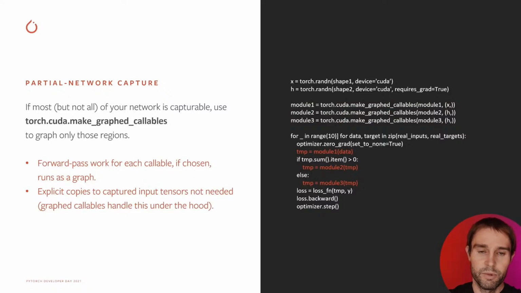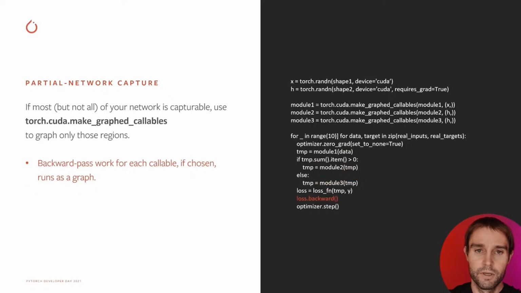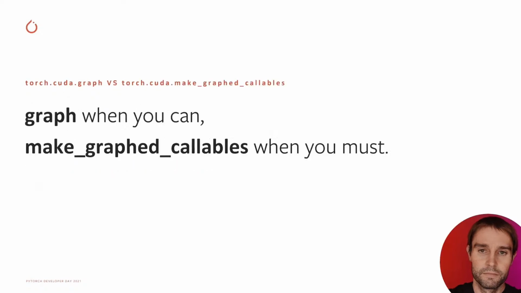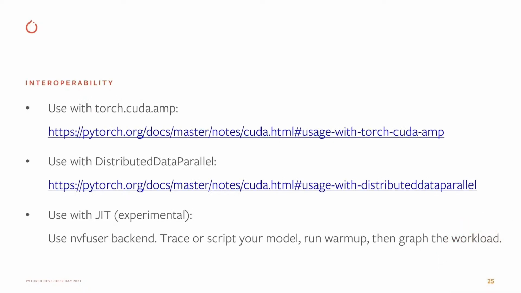Each callable's forward pass runs as a graph. Note that unlike the graph context, you don't need to manually copy new data to placeholder inputs. Graphed callables backward passes will also run as graphs. Make graphed callables has some convenience features, but its replays run less efficiently than full network replays. Best practice is to use the graph context manager for full iteration capture when you can, and make graphed callables when you must. The Graphs API works with native AMP and native DDP.